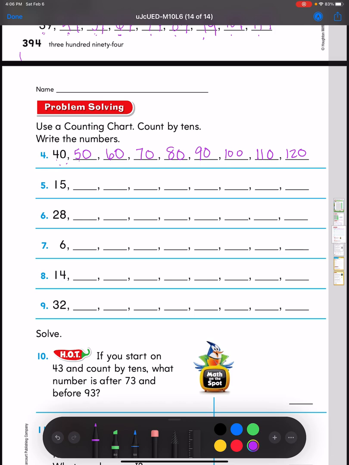Look how my ones place is staying the same. It's all zeros. And my tens place is increasing by 1. 4, 5, 6, 7, 8, 9, 10, 11, 12.